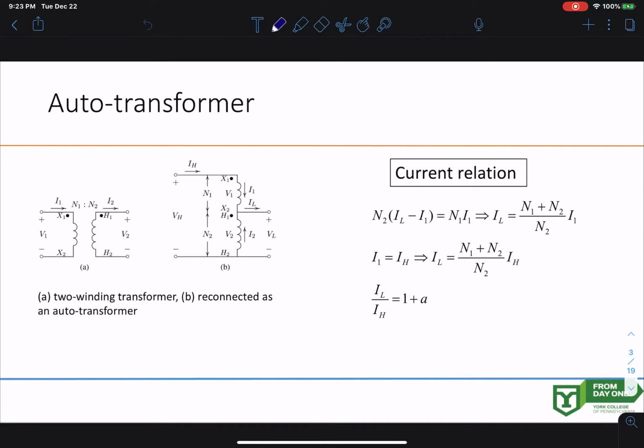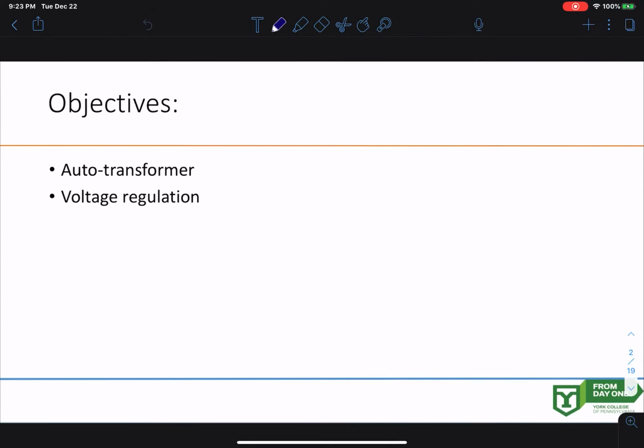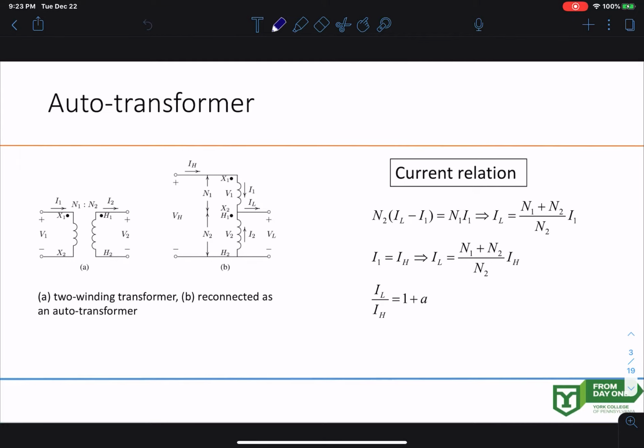So, auto transformer. Auto transformer, let me go back here. All right, an auto transformer is a transformer that is connected electrically as well as magnetically. That means this left transformer over here is only magnetically coupled. Flux comes from the core and magnetically couples them. There is no electrical connection.